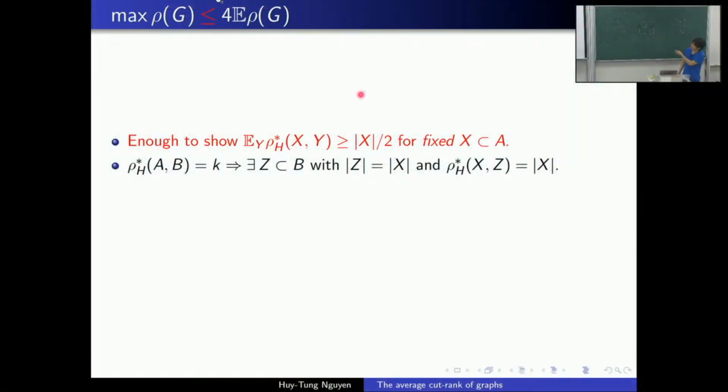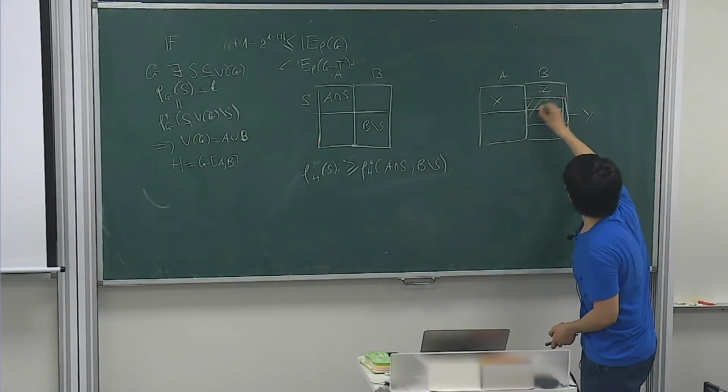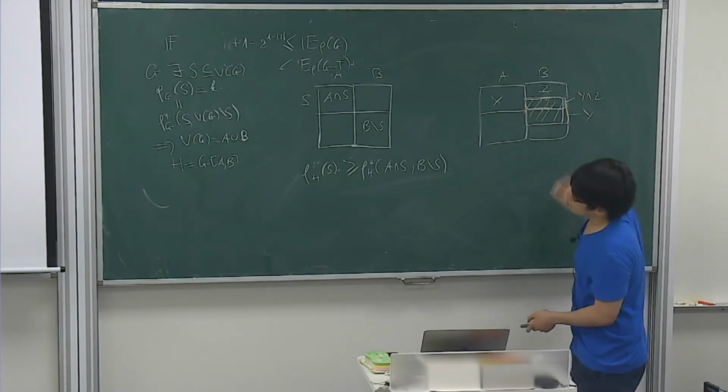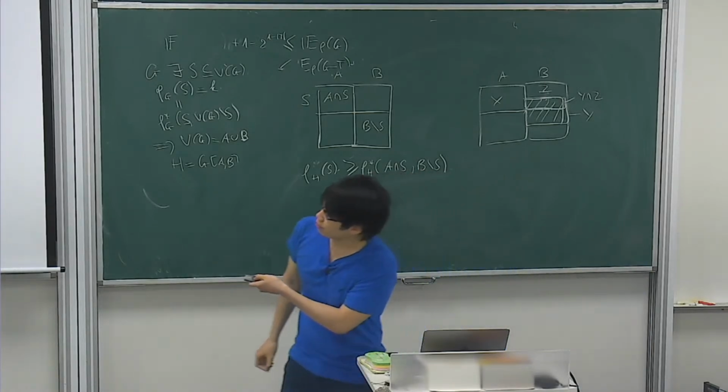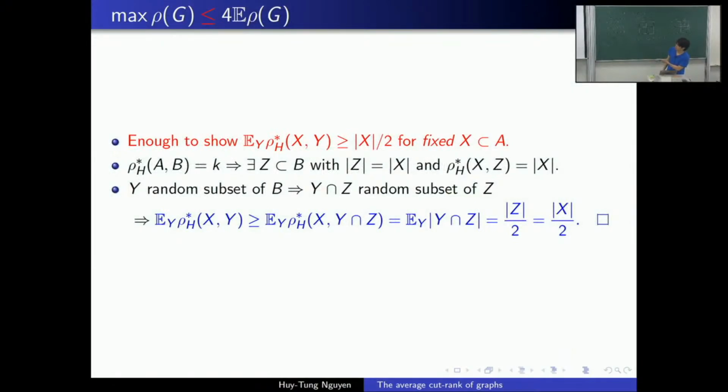That is still matrix algebra, right? And if y is a random subset of B, then y cap z is a random subset of Z. So we have this and this y. And so because of that, we come to the conclusion. So we just replace y by y cap z inside the term, and then we take the average again. And that concludes the proof.